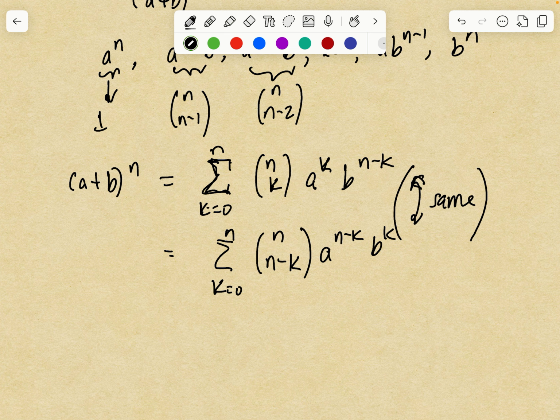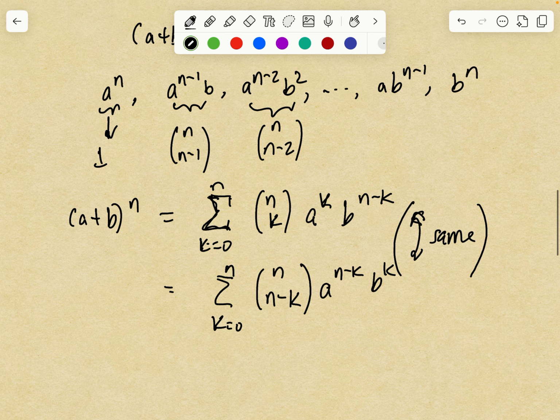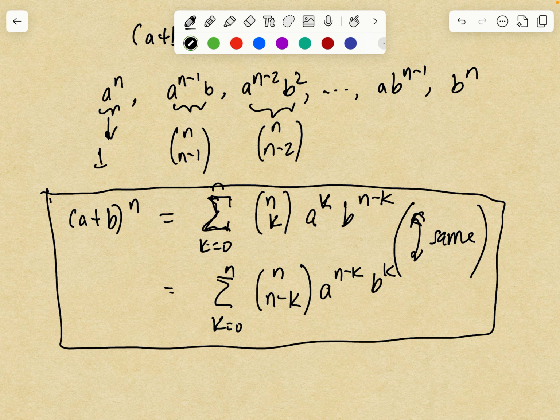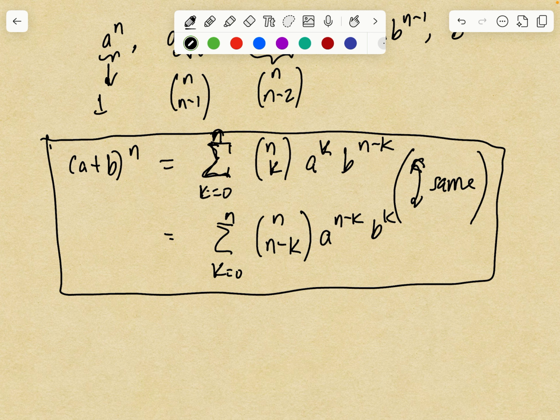Okay. But anyway, this theorem, this fact that you get this, that's called the binomial theorem.